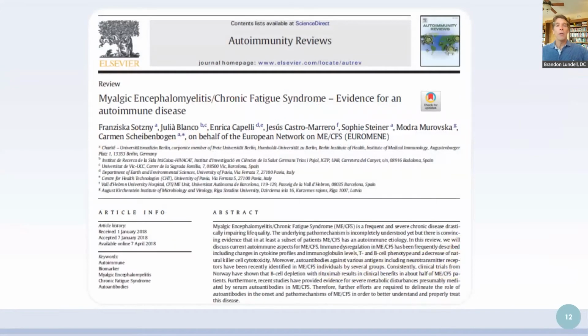Another study, a little bit later, again gives evidence for an autoimmune disease. The fatigue that we're seeing in so many people is an autoimmune issue. We don't have one single antibody that we can test for yet, but we understand that in most people it is an autoimmune issue. Next slide.